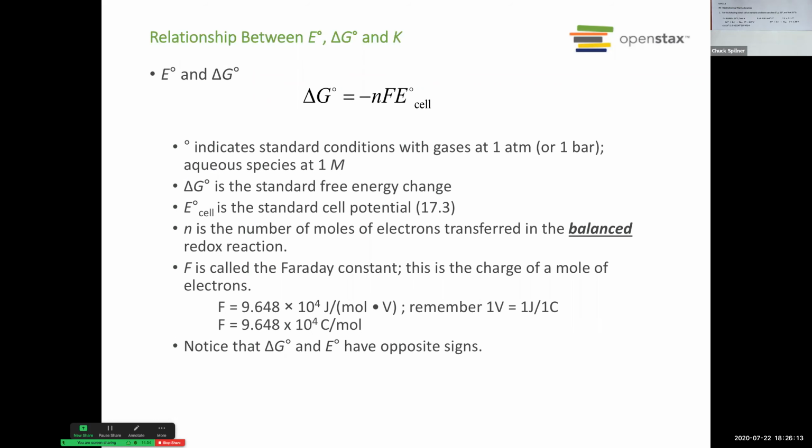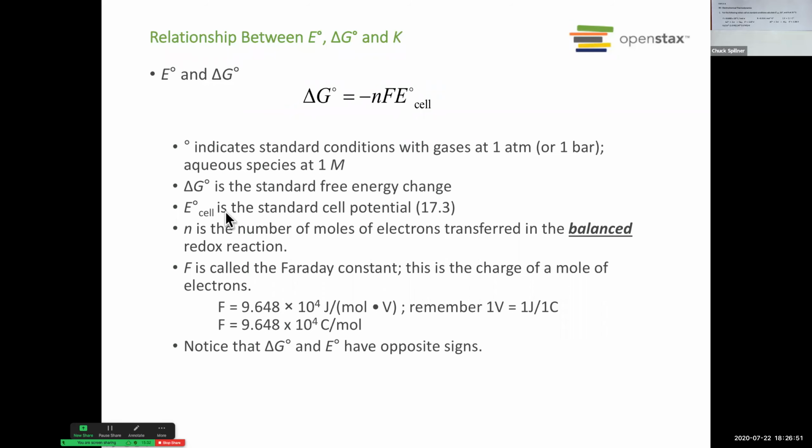So the equation for free energy in terms of cell potential is shown here. Delta G naught is equal to minus nFE naught. And the naught indicates standard conditions. And just as a review, standard conditions are 1 atmosphere if we're dealing with gases, or 1 molar if we're dealing with solutions. And the temperature would be 25 C, which is equal to 298 K. So those are the standard conditions that we're familiar with.